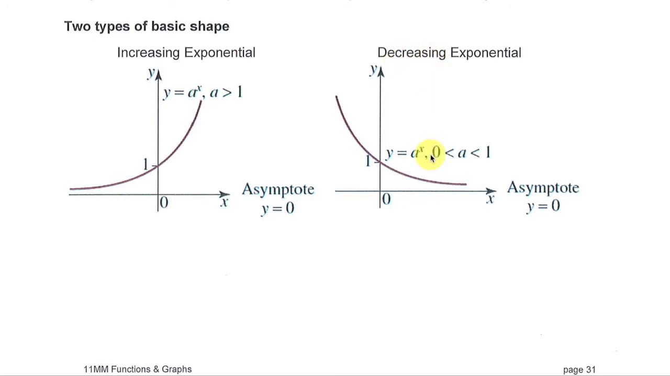If I consider a decreasing exponential, that's achieved when the base is greater than 0 but less than 1. So we're basically looking at a positive fraction. Let's use the base of a half. A half to the power of 0 will be 1. A half to the power of 1 will be a half. A half to the power of 2 will be a quarter. A half to the power of 3 will be 1/8. So you can see it's decreasing.